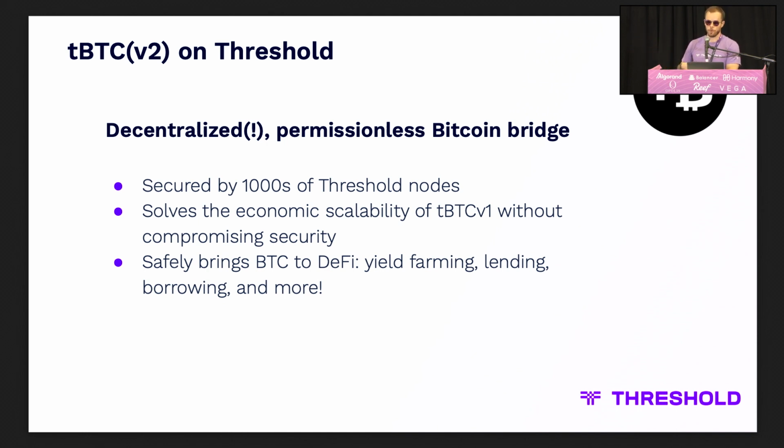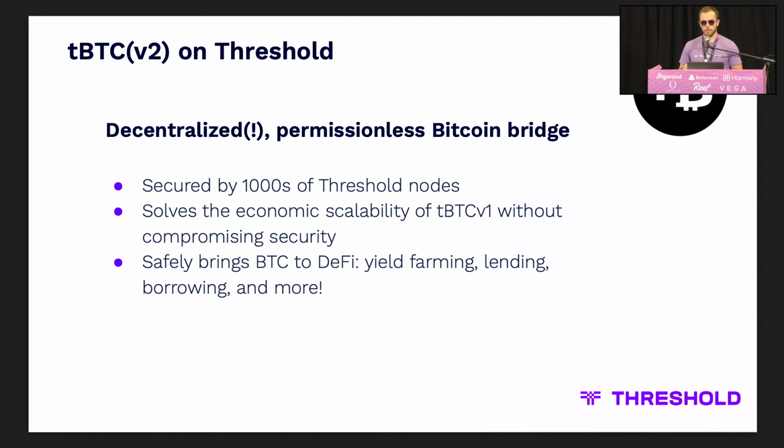They hold on to it for you, and they issue you a tokenized representation of that Bitcoin on the Ethereum network. And you can take that and use it as collateral to do DeFi stuff, yield farm, borrow, lend, whatever you want to do within the Ethereum ecosystem.